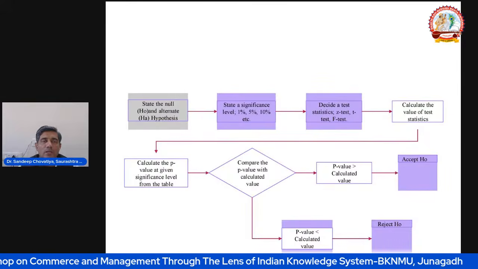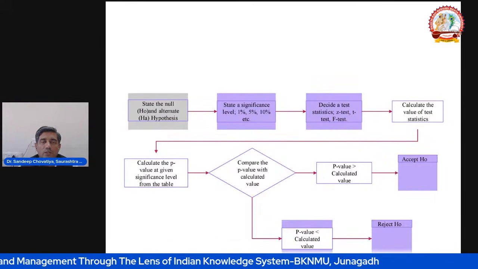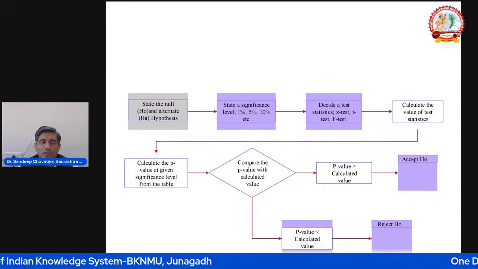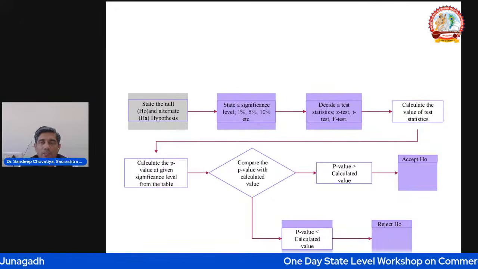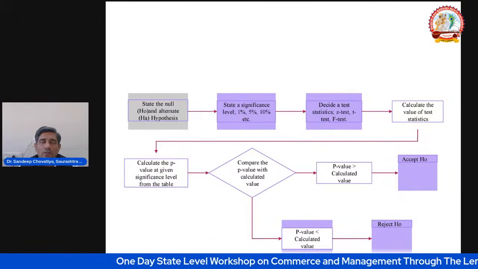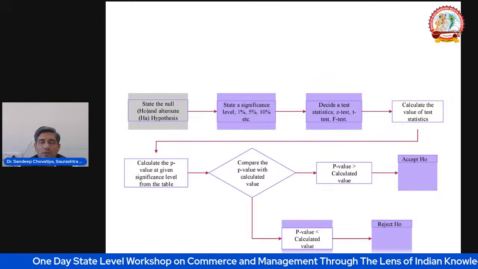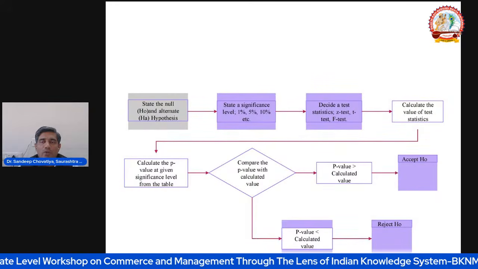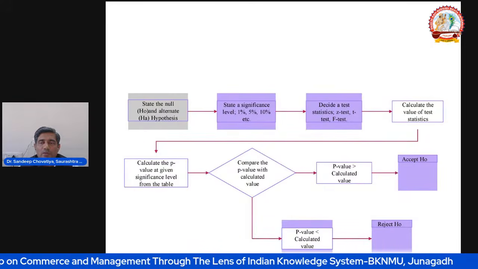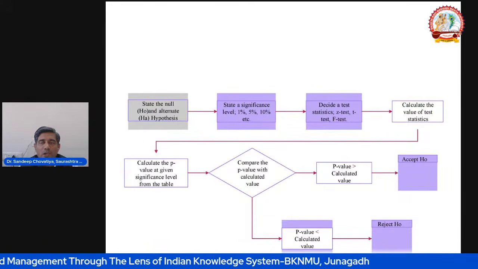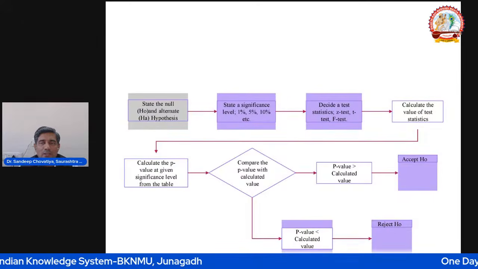we design the null hypothesis and the alternative hypothesis. After that, we select the level of significance. Maybe it is 1%, maybe 5%, maybe 10%. Then, based on the data or the set of experiments, we go for a specific test, maybe a Z test, T test, or F test. Then we calculate the test statistics, or the computational statistics.